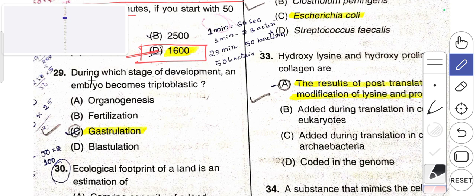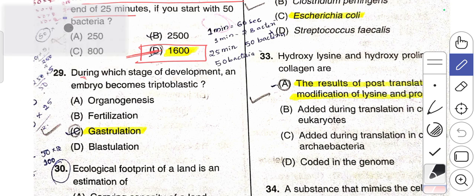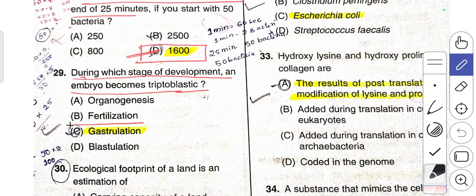29th question, during which stage of development does an embryo become triploblastic? So triploblastic will be seen when it undergoes the gastrulation stage. So C is the right answer for this question.